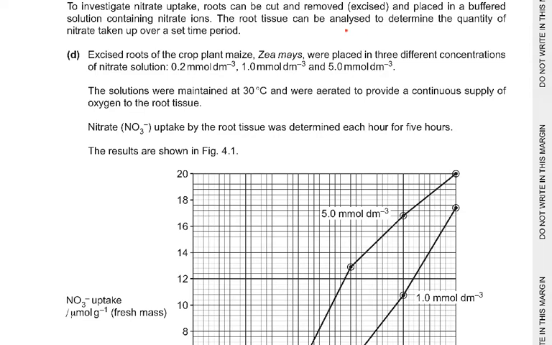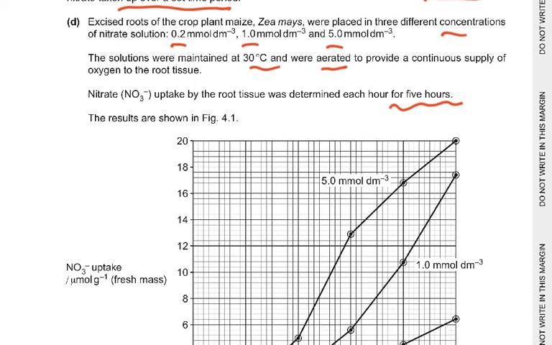Nitrate ions. The root tissue can be analyzed to determine the quantity of nitrate taken up over a set time period. Part D of the question says excised roots of the crop plant maize, Zea mays, were placed in 3 different concentrations of nitrate solution: 0.2 millimole dm cube, 1.0 and 5.0. The solutions were maintained at 30 degrees Celsius and were aerated, air pumped in, to provide a continuous supply of oxygen to the root tissues, for 5 hours. The results are shown in figure 4.1.